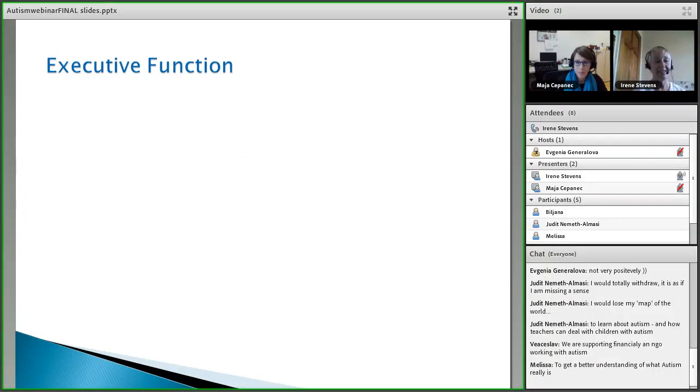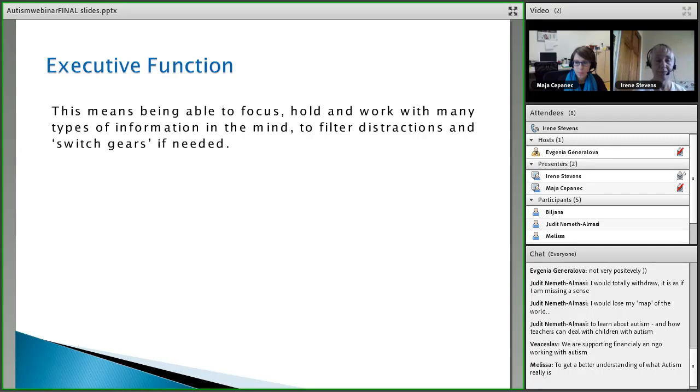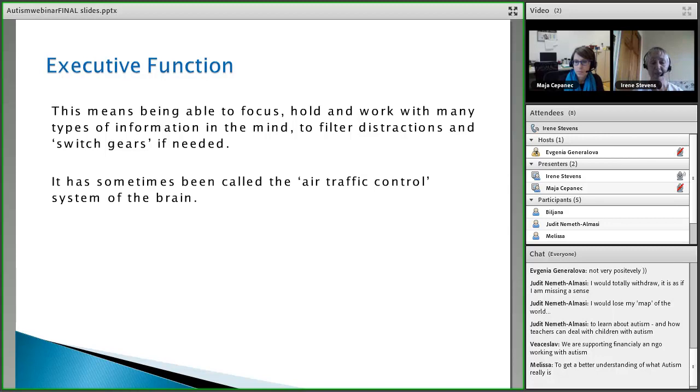The third theory I'd like to talk about is executive function. And again, in normal development, people develop executive functions. Executive functions are things like attention, working memory, being able to organise thoughts, forethought. So executive function means being able to focus and to hold and work with many different types of information in mind, to filter out any distractions and to switch gears if necessary, so that you can be reading things, someone can be talking to you, and you can filter out anything that really doesn't matter when you're focusing on a particular piece of work that has to be done. One of the things that this has been called is the air traffic control system of the brain.